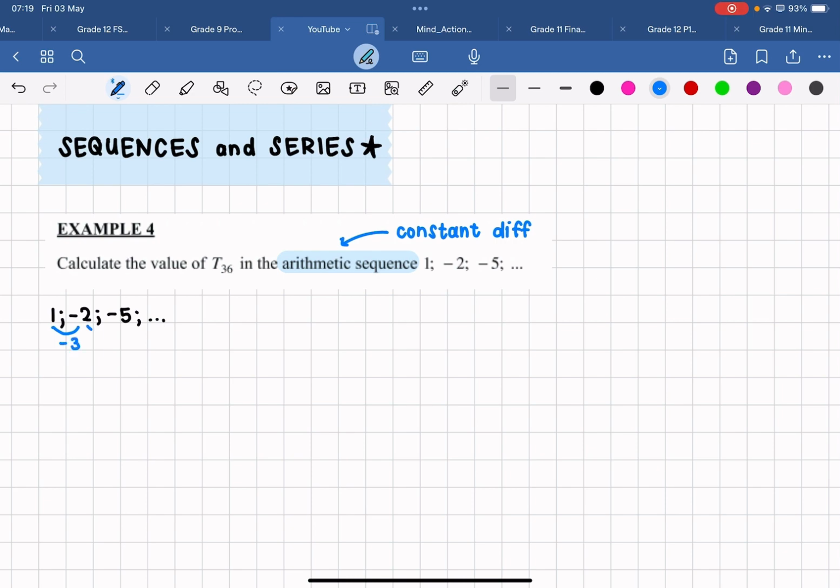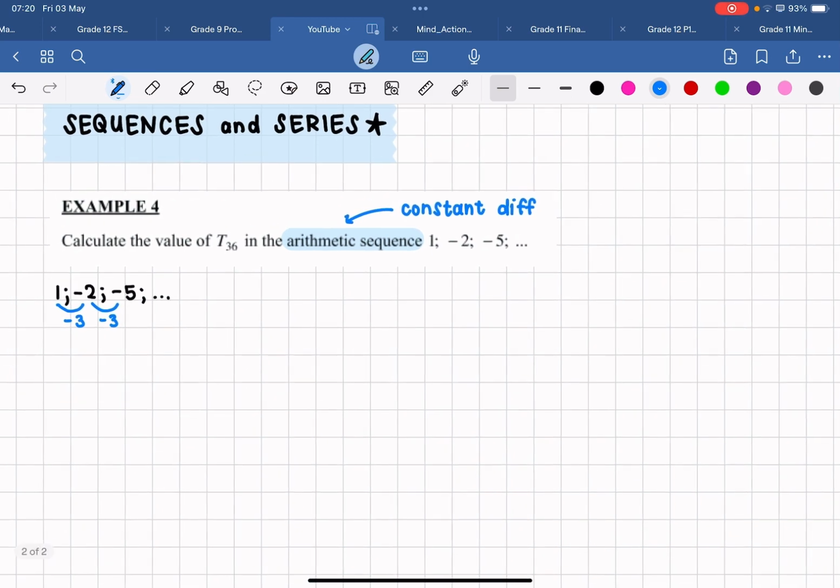So now in this arithmetic sequence, if we are just looking at the terms, we can see that the difference between 1 and -2 is -3. So to get from 1 to -2, we have to subtract 3, and then the same thing happens from -2 to -5. We are also subtracting 3. So this question actually has a negative constant difference.